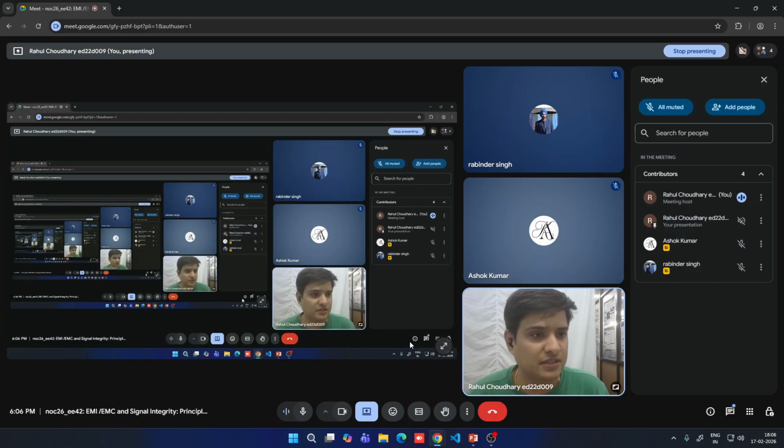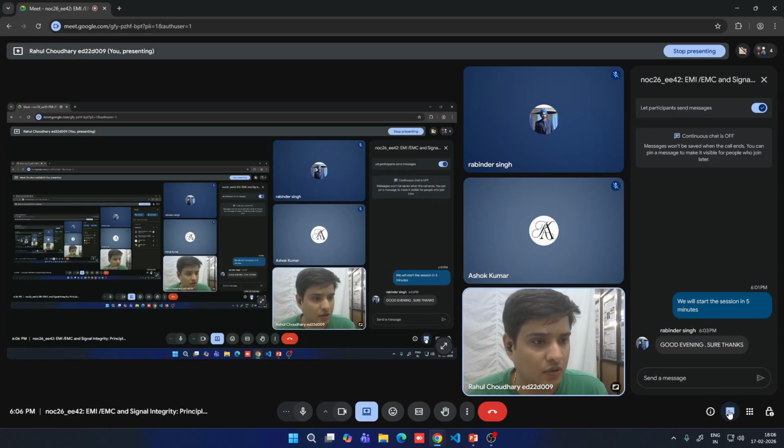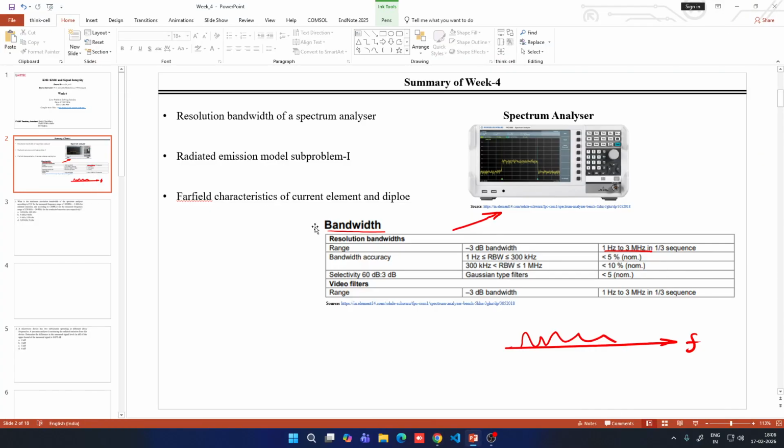So yeah, we have just started right now. We are discussing the topics that have been discussed in the last week by the professor. The first topic in lecture 16, I guess, was the resolution bandwidth of a spectrum analyzer. I was just mentioning what a spectrum analyzer does and what the resolution bandwidth of a spectrum analyzer is.